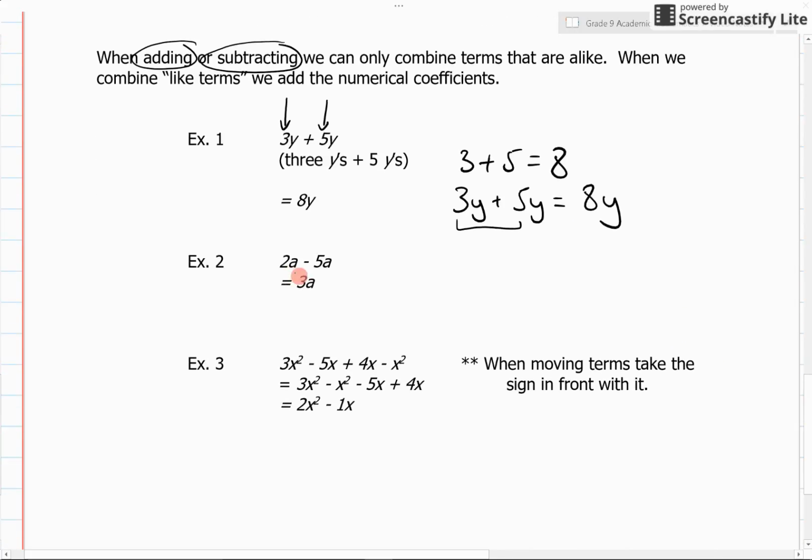Example number 2, subtracting like terms. So I have an a and I have an a, so I can subtract the coefficients. So 2a minus 5a. 2 minus 5 is going to give me negative 3a. Okay, so my answer is negative 3a.